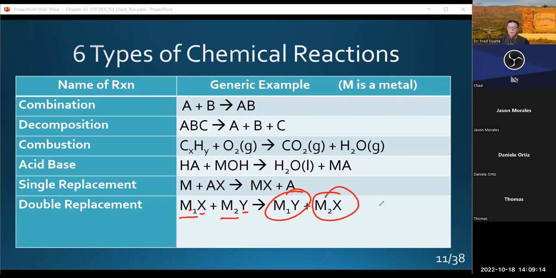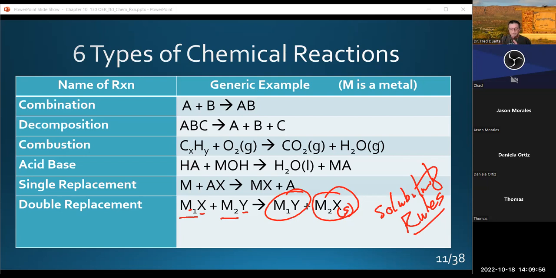Now, here we utilize the solubility rules to determine whether we have a positive reaction. And if one of the new products is insoluble based on the solubility rules, then we have a reaction. Occasionally you might have both of them insoluble, but that's rare. You're always going to have one that's soluble. If one of the products is insoluble, you have a positive reaction. If both of the new products are soluble, we have no reaction, okay?